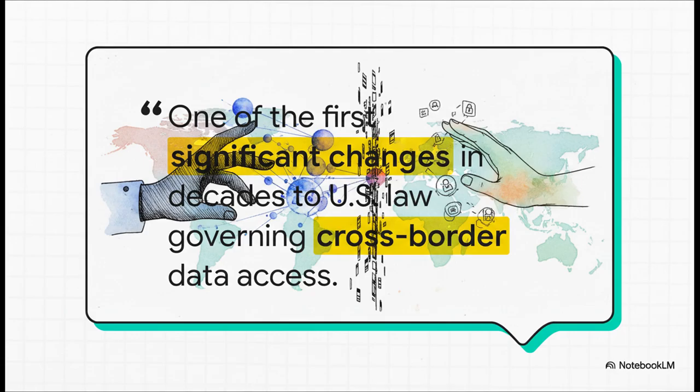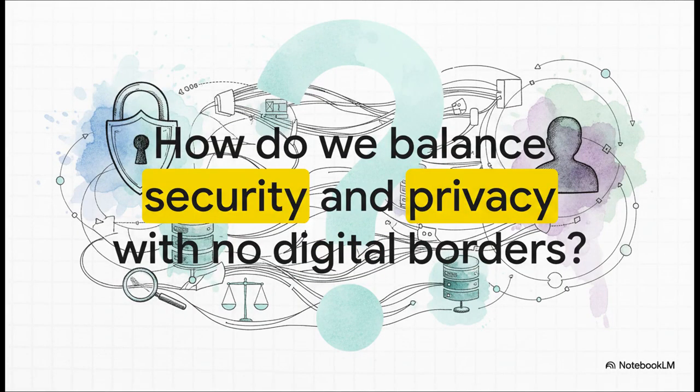At the end of the day, as the Congressional Research Service puts it, this law is a really big deal. It's one of the most significant changes we've seen in decades to how the U.S. handles this delicate dance between fighting crime and protecting data in a world that doesn't really have borders anymore. And that really leaves us with the billion-dollar question that this law tries to answer, doesn't it? In a world where our data can be anywhere in an instant, how do we draw that line? Where does security end and privacy begin? It's a question we're all going to be grappling with for a long, long time.